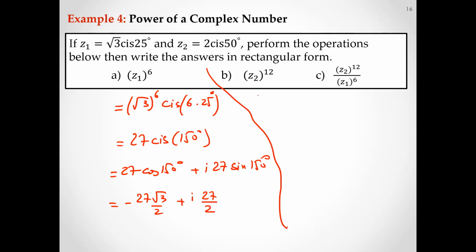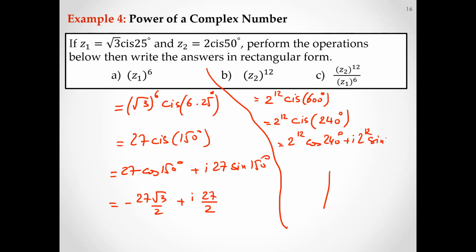Z2 power 12. So it is 2 power 12 CIS 600 degrees. That's it. Okay, so it's 2 power 12 cosine 600. It's the same as subtracting 360, which gives us 240. Okay, so it's 2^12 cosine 240 plus I 2^12 sine 240. Where does 240 fall, in which quadrant? In quadrant 3, right?